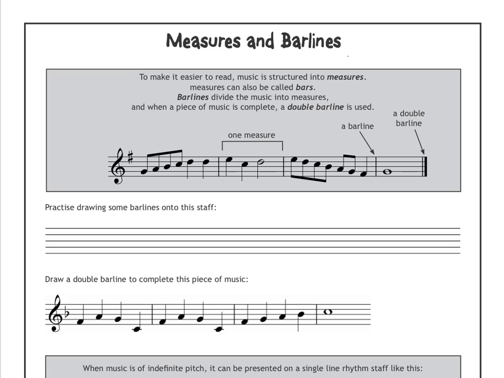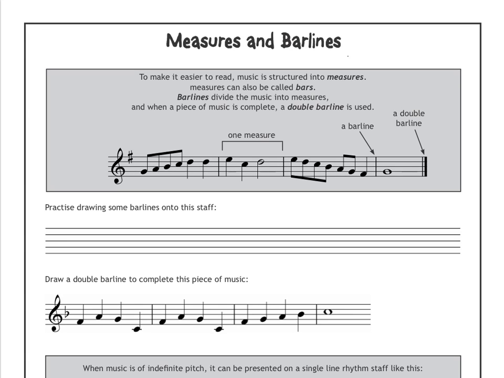Bar lines divide the music into measures, and when a piece of music is complete, a double bar line is used. So notice at the end of this piece of music, we have a double bar line. We have a thick line and a skinny line. When you're writing your own double bar lines, they don't have to be a thick one and a thin one. It can just be 2 right beside each other, okay?